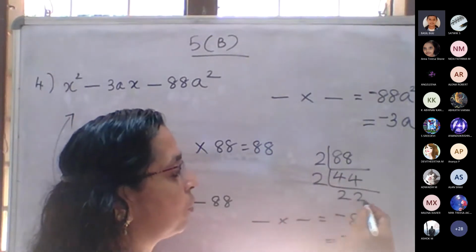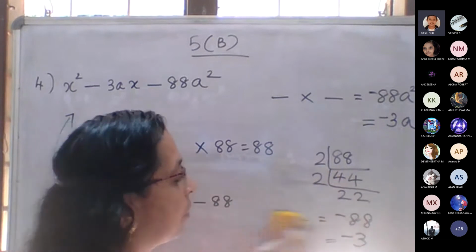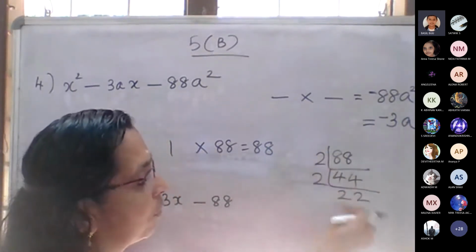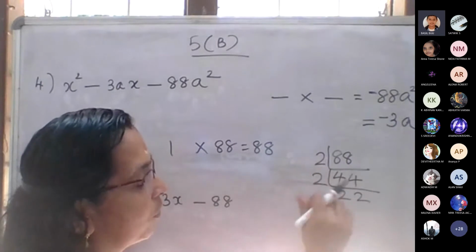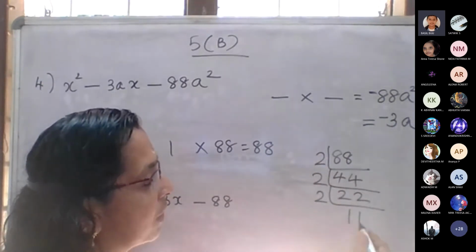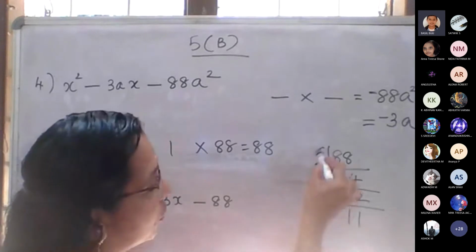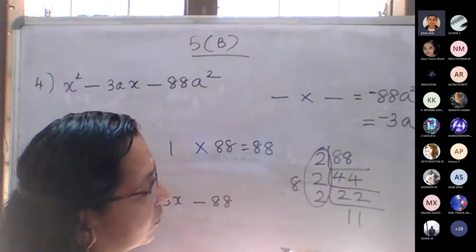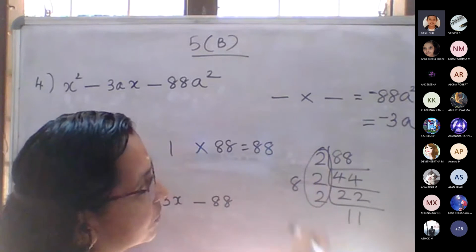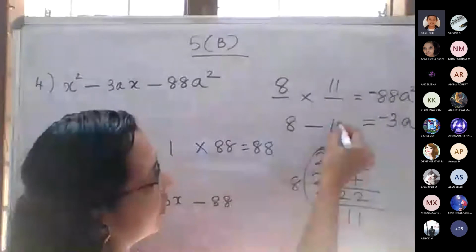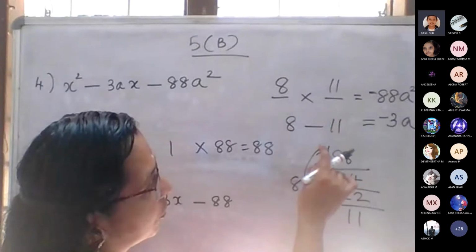So here also, 2, then check whether it is possible or not. 22 and 4, so no, we won't get 3. So again we can do with the 2. 2 into 2 into 2, so this one will be 8 and 11. 8 into 11. Then 8 minus 11. So what do we have to do?